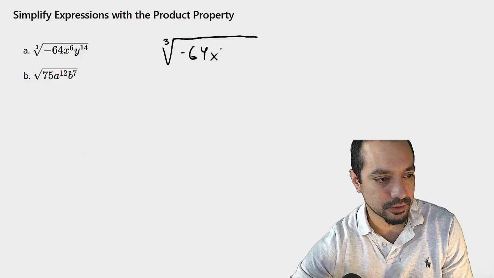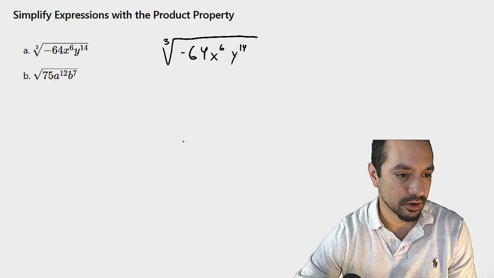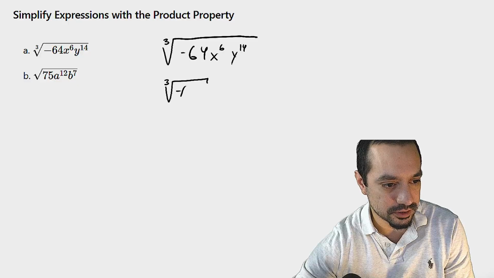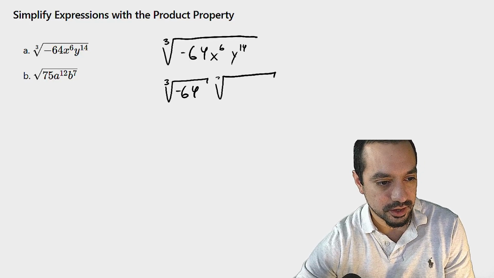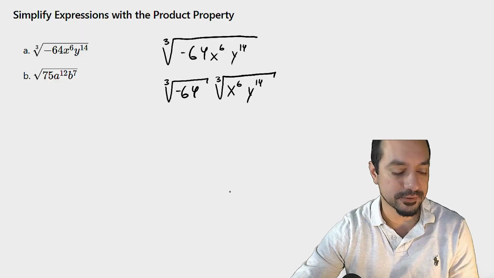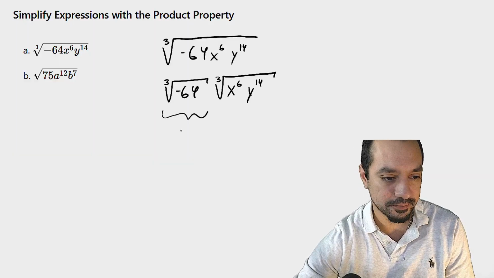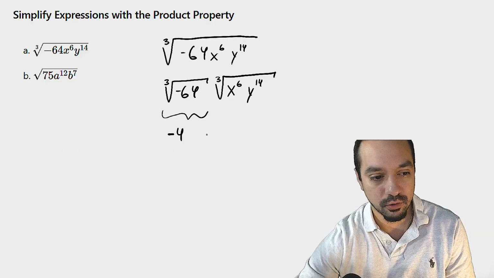Because it's a cube root, essentially what I'm looking for is groups of three factors. For 64, I'm already familiar with this one. I've been doing it so long, I know that that is going to be 4 times 4 times 4. This separation step isn't necessary, but it helps to refine your focus for how you're thinking about things. So I'll do the cube root of negative 64. Again, that's going to be negative 4 times negative 4 times negative 4.